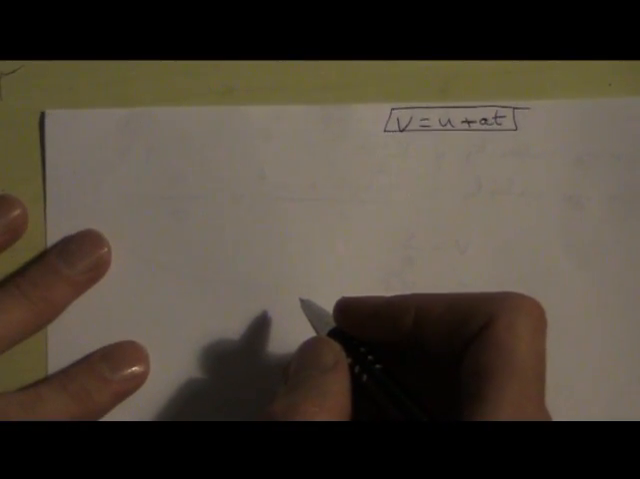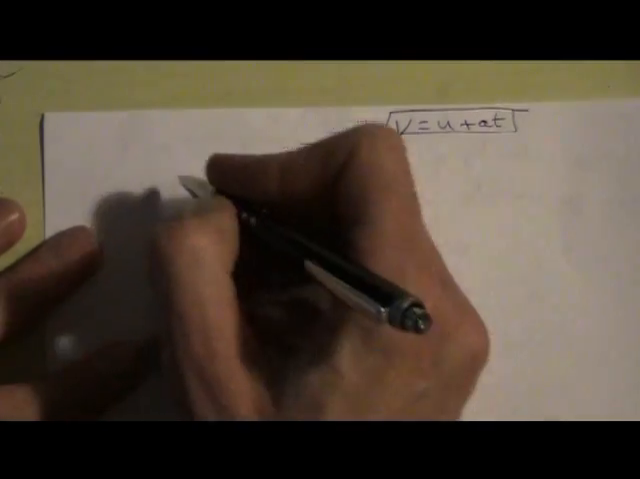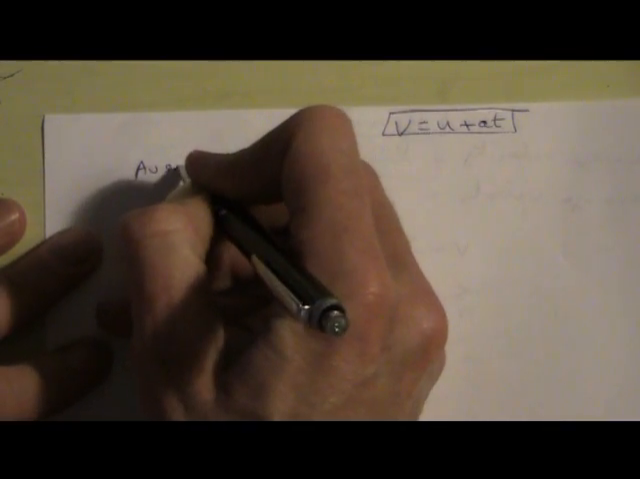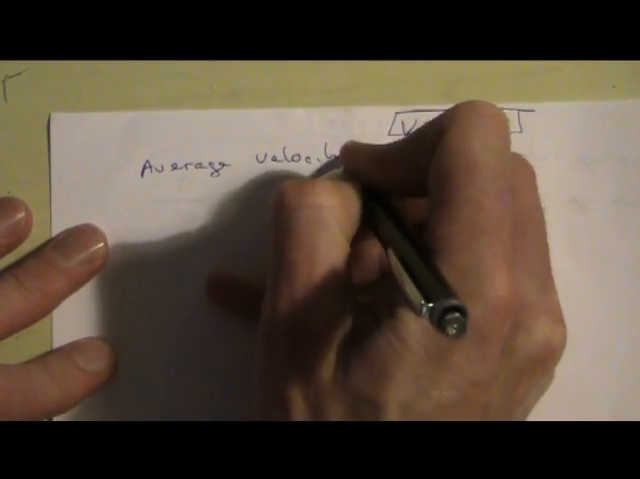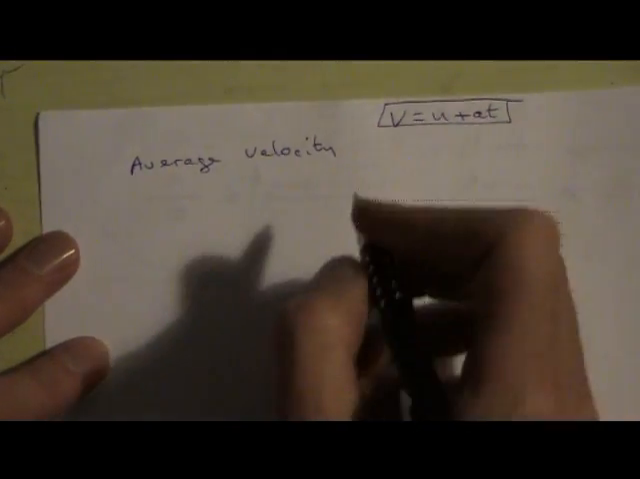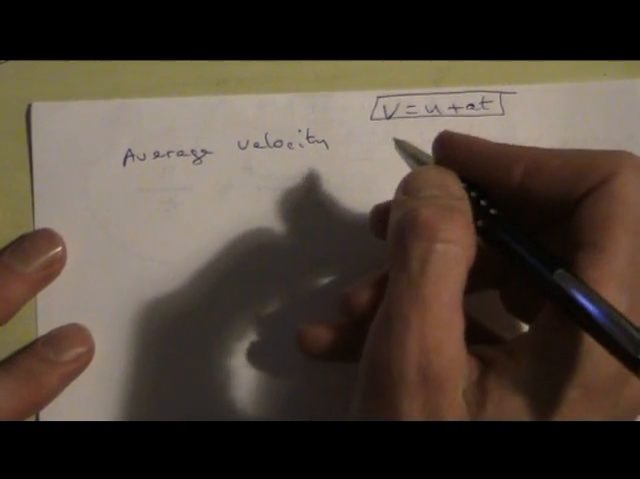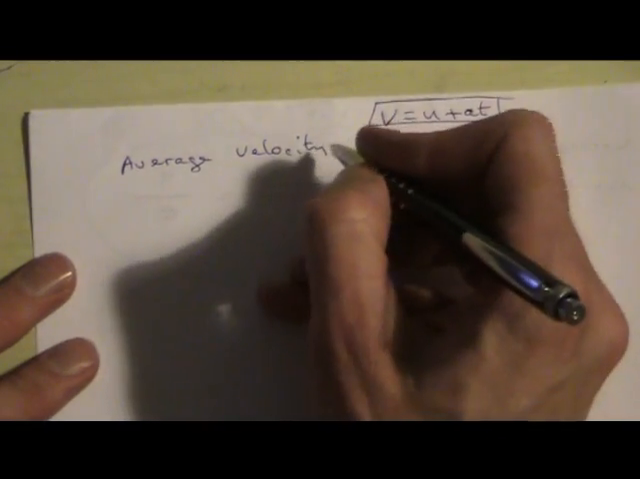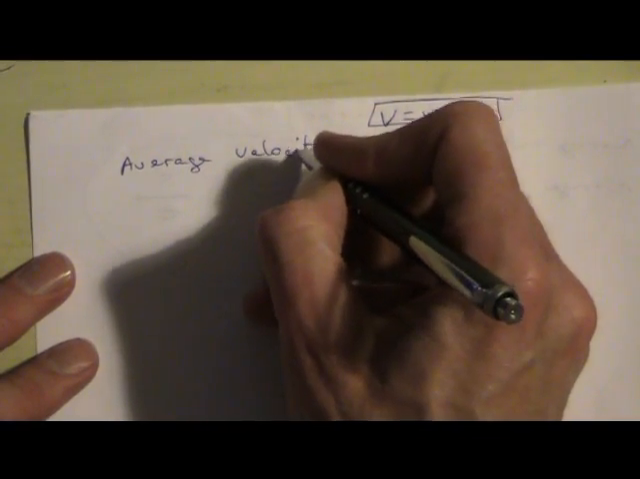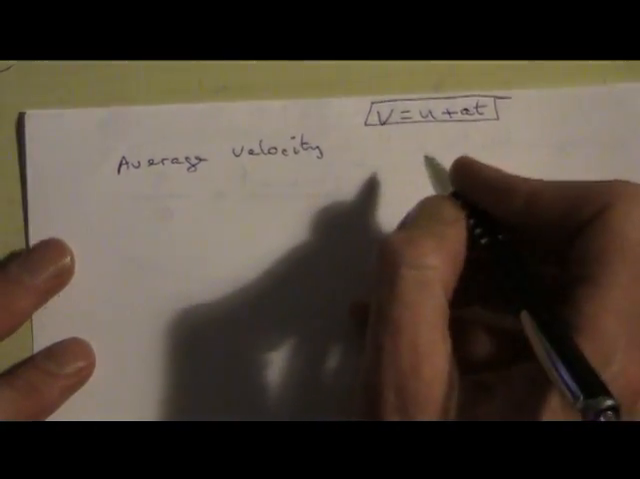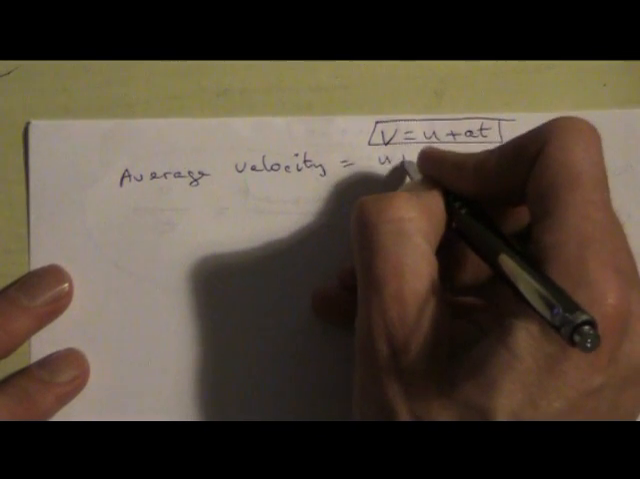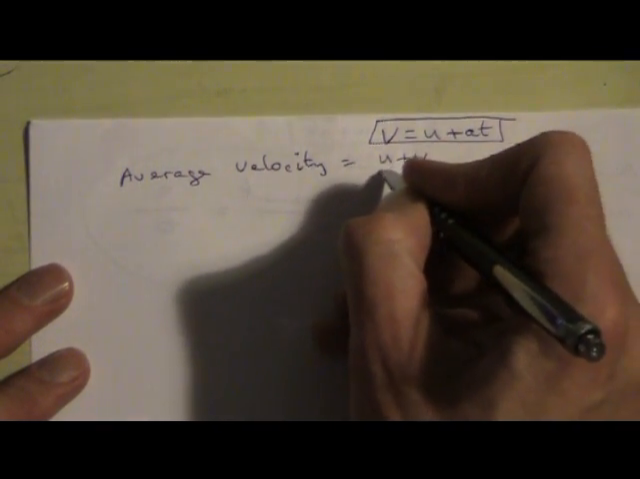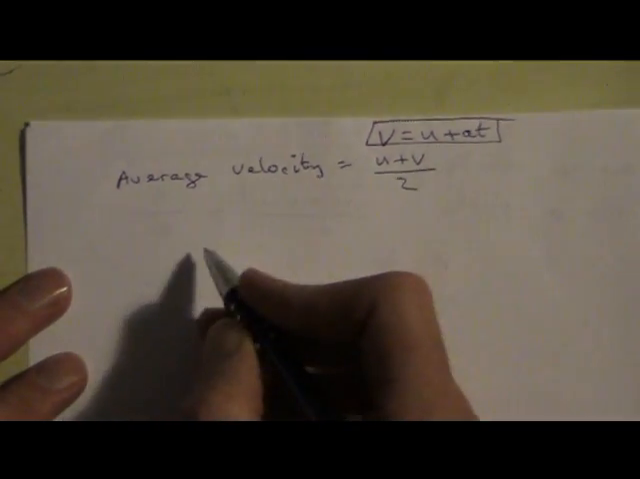Okay, second equation. We're going to use average velocity. Now, if you're accelerating, your velocity is increasing. How would you get your average velocity? Well, you simply add your starting velocity and your final velocity and divide by 2. That'll give you your average velocity. So it's equal to your starting velocity, which is u, plus your final velocity, which is v, all divided by 2.